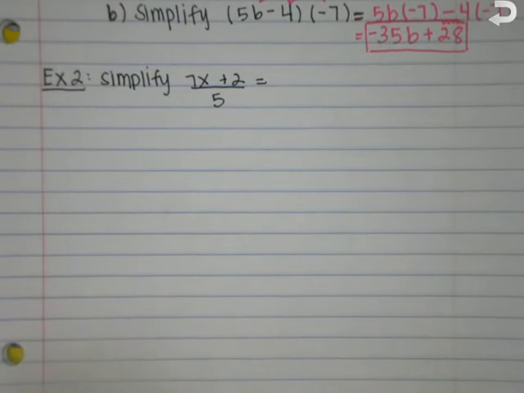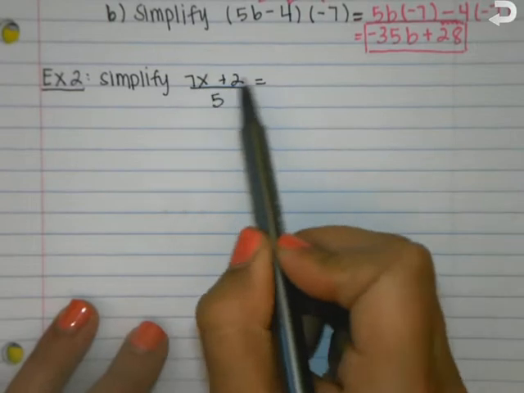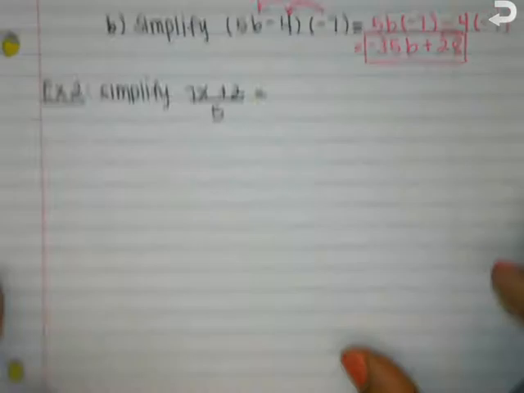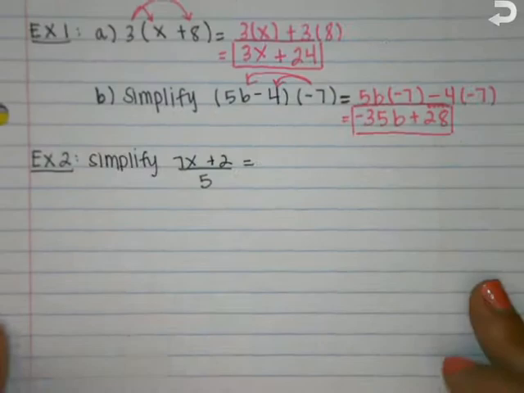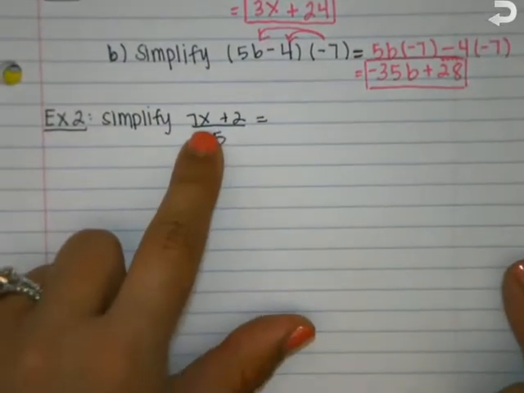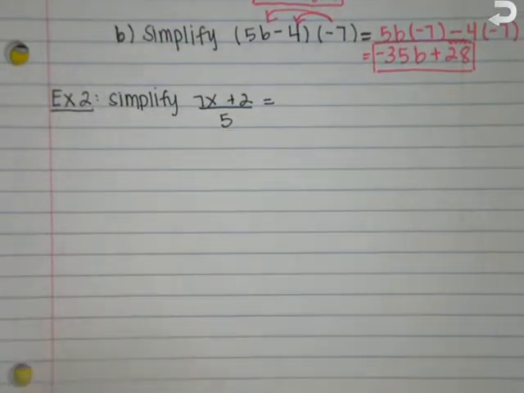Okay, so here's how we're going to do it. Everything in the numerator is your A. So like we just wrote in the T-chart, I'm going to scoot it down just a second. Everything in the numerator is A. So 7x plus 2 is the A term. The B term is just 5. So let's rewrite it as a fraction times the A term.